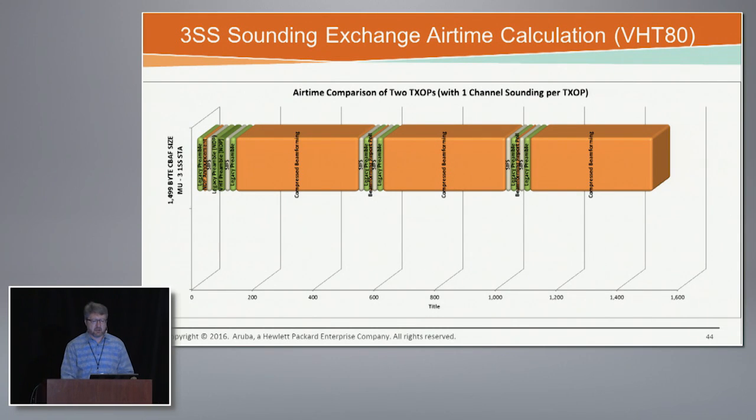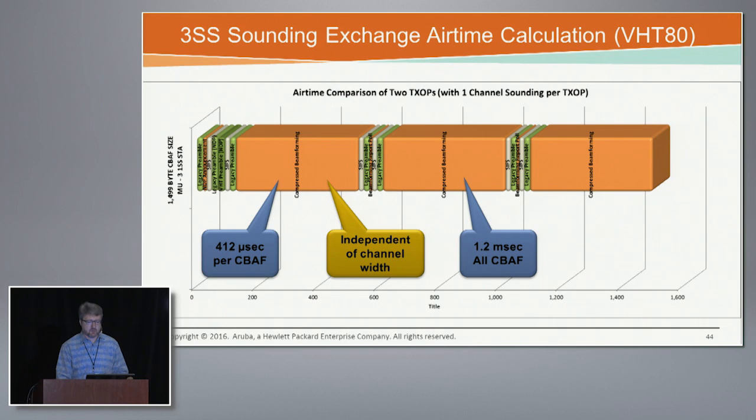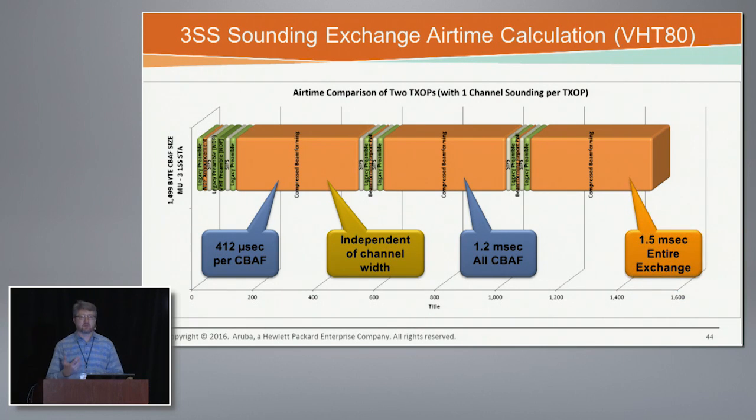So here is an airtime model of a sounding exchange, and it's about 1,500 bytes. So it's 412 microseconds per feedback. As I just said, it's relatively independent of channel width. So all the ones together are 1.2 milliseconds, and the entire exchange is 1.5 milliseconds. That's an eternity if you're used to Wi-Fi timing. Sorry, but it's a long time.